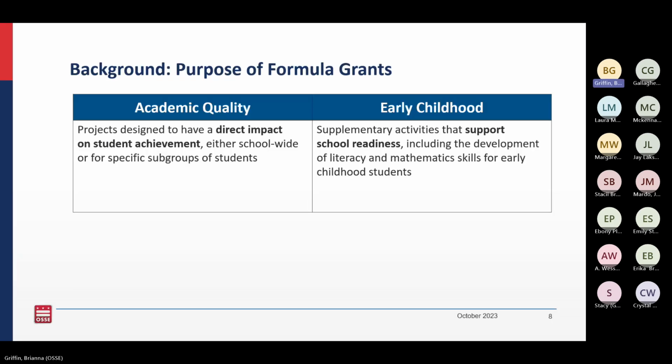Let's talk about the purposes of each grant. For the academic quality grant projects, this funding supports projects designed to have a direct impact on student achievement, either school-wide or for specific subgroups of students. And early childhood funding supports supplementary activities that support school readiness, including the development of literacy and mathematics skills for early childhood students. So as you are designing your projects, be aware of these purposes and make sure that your projects are aligning with those purposes, because that is something we will look for throughout the evaluation process.